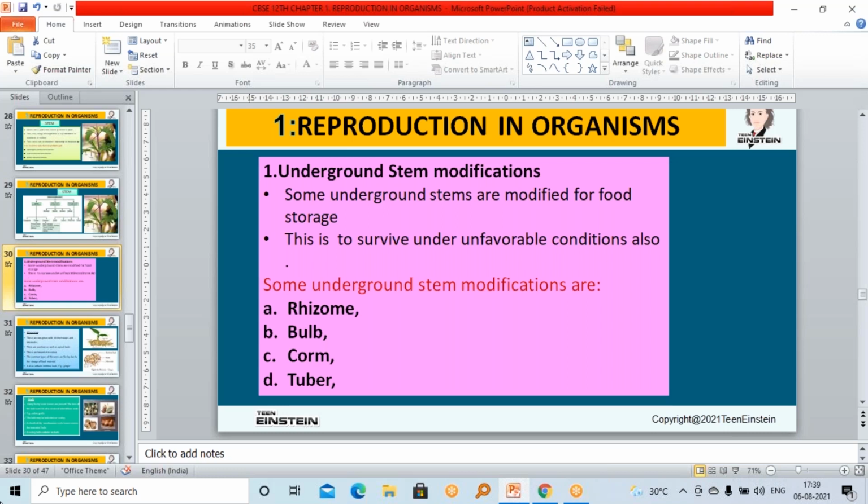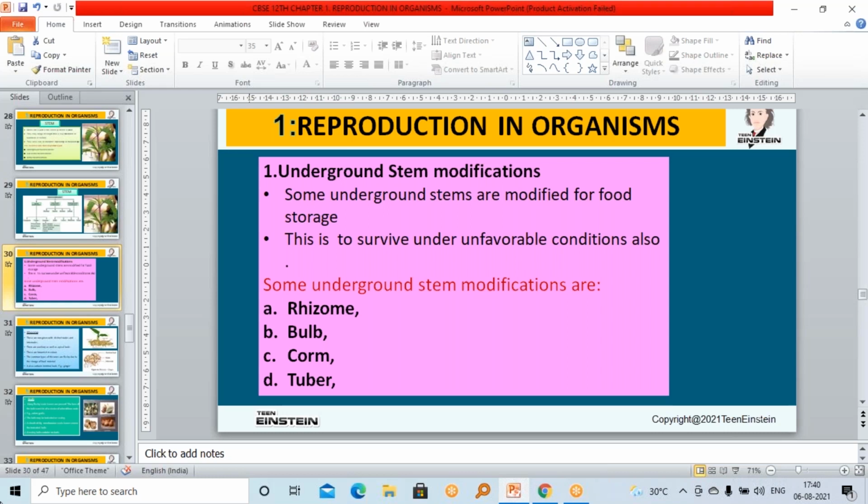So, main features of underground stem modification. Underground stem modifications will have the appearance of roots. They look like roots, or have a root-like structure, but they are not exactly roots. They are stems, or modified stems. So how can we distinguish this underground stem modification from a root, or how can we tell that it is not a root, it is a modified shoot?